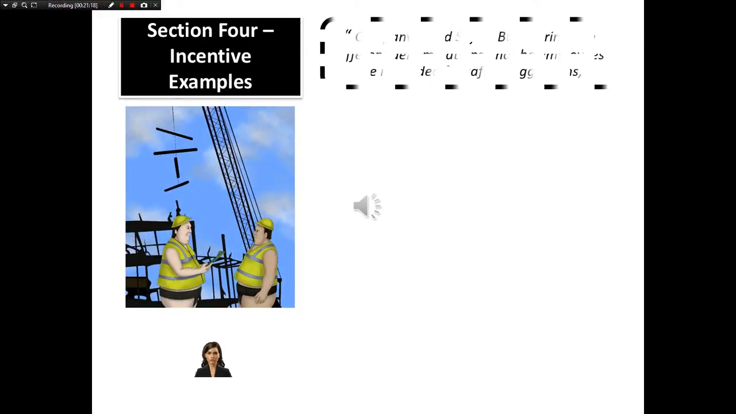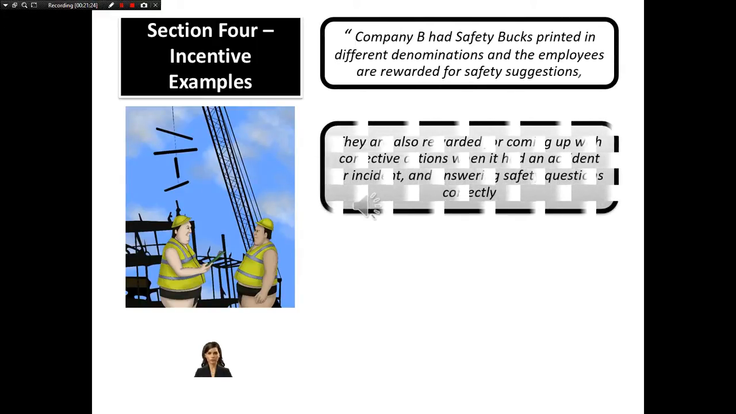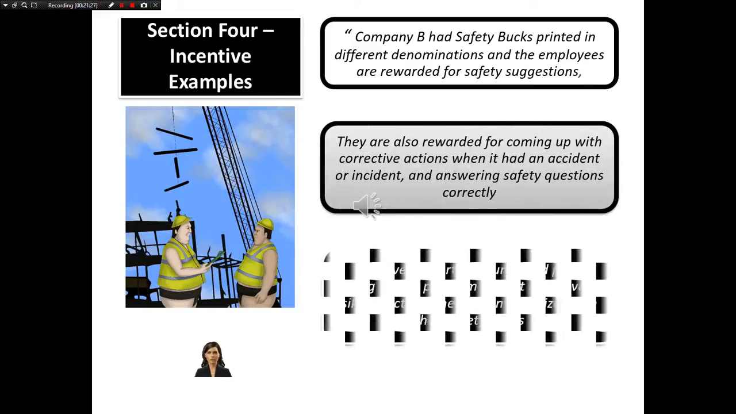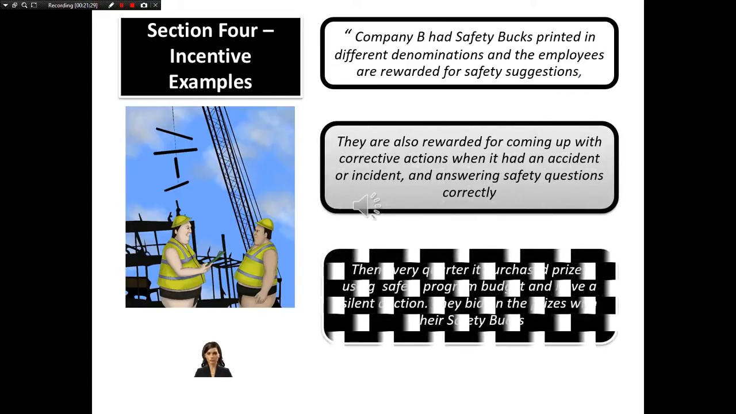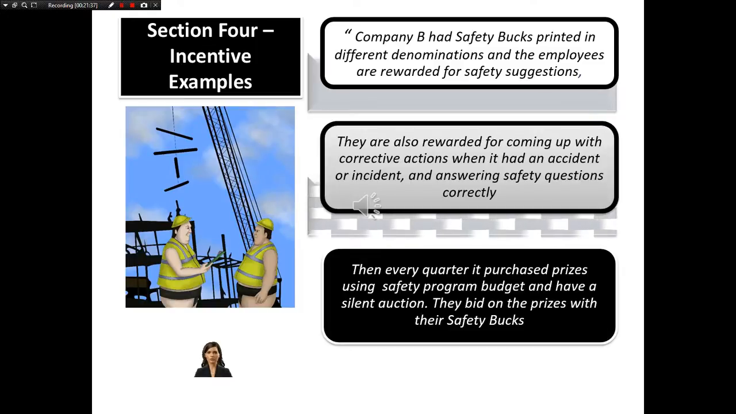Company B had safety bucks printed in different denominations, and the employees are rewarded for safety suggestions. They are also rewarded for coming up with corrective actions when it had an accident or incident, and answering safety questions correctly. Then every quarter they purchase prizes using the safety program budget and have a silent auction. They bid on the prizes with their safety bucks.